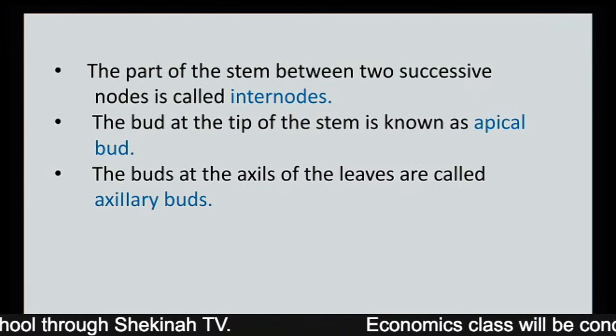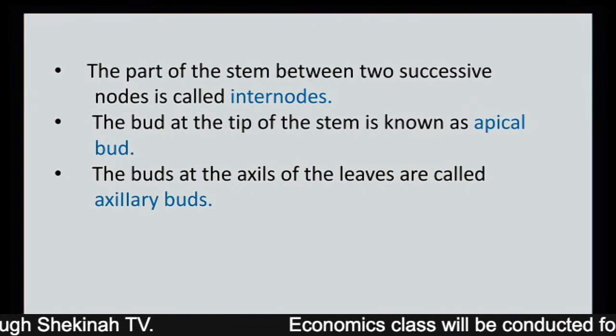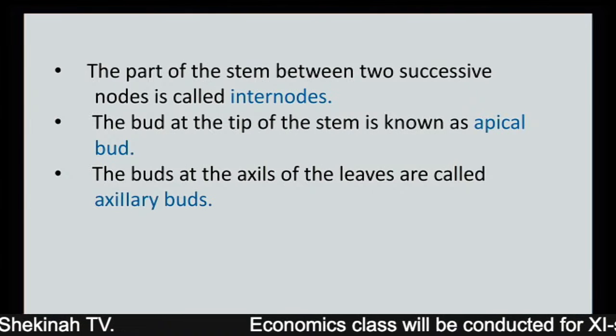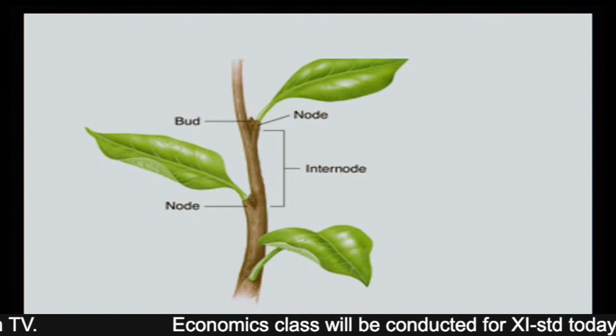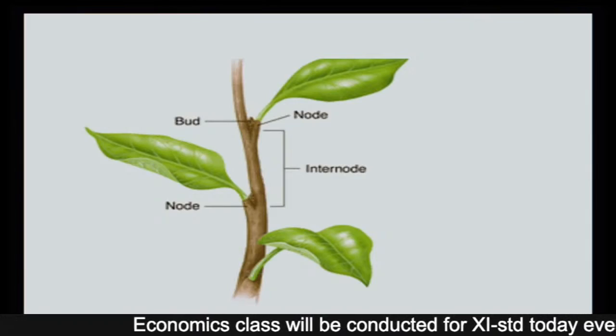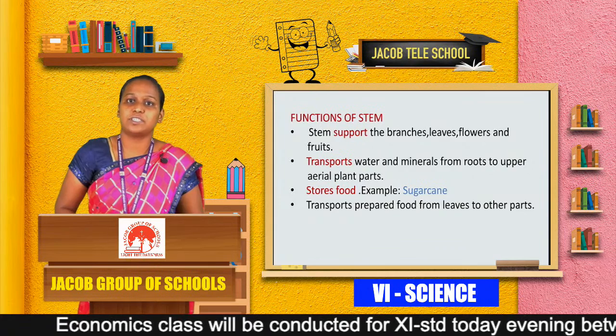The bud at the tip of the stem. Stem-ஓட tip end point-ல வந்து bud present இருந்துச்சுனா அந்த bud வந்து apical bud னு சொல்லுவோம். The bud at the axils of the leaves. Leaf arise ஆகிற இடத்துல இருக்கக்கூடிய அந்த bud தான் என்ன சொல்லுவோம்னா axillary bud. Okay. Now functions of stem.